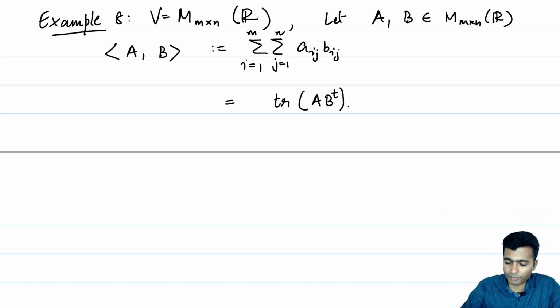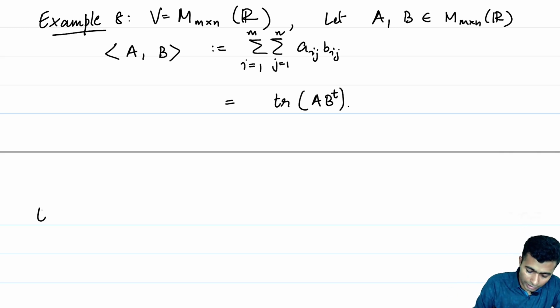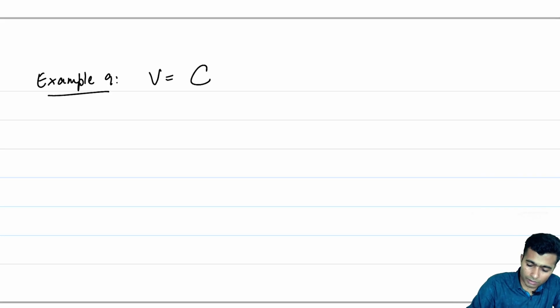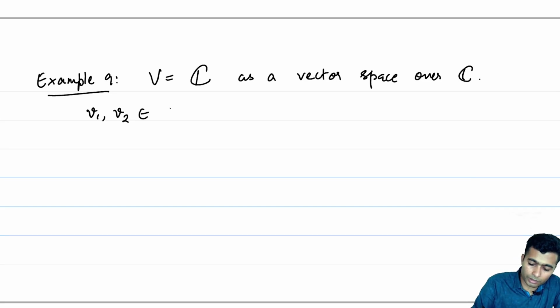Okay, so we have done quite a lot with real inner products. Let's spend some time on complex inner product spaces, or rather inner products on vector spaces over C. So let's look at the next example, the simplest one: V equal to C as a vector space over C, and let V1, V2 be two complex numbers. We would like to define the inner product of V1, V2.